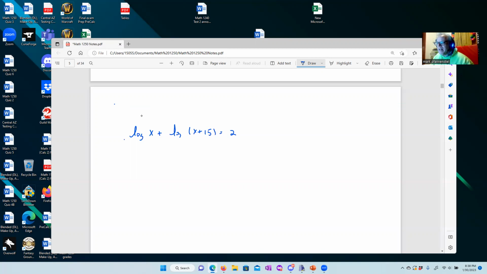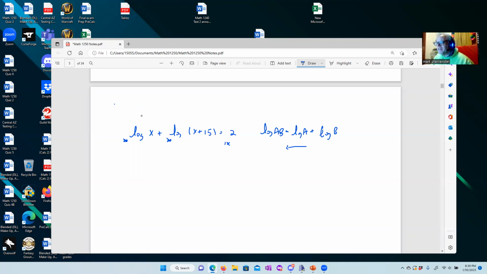We don't want to have to raise this to a 10, raise this to a 10, raise this to a 10. That's going to be difficult to keep all of that straight with these pluses in here. So what I really want is just one log on each side. We have a formula that says log of AB is equal to log of A plus log of B. Well, this formula works in both directions.